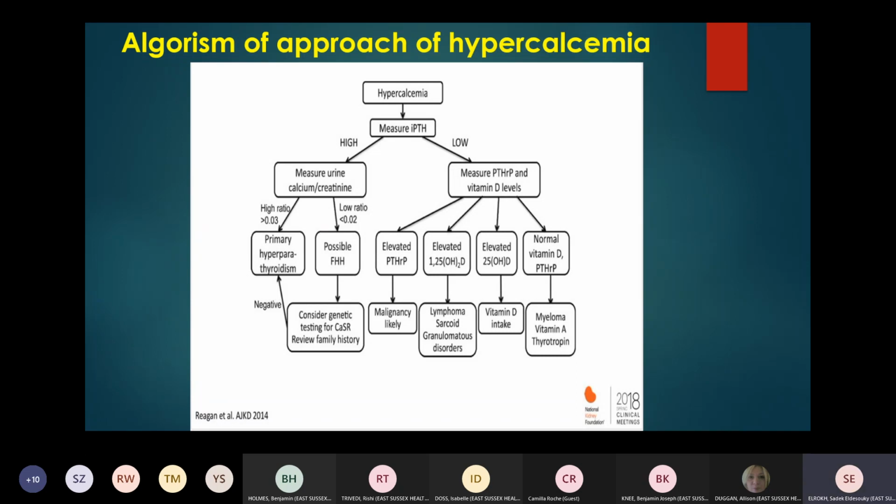Okay, this is if the PTH is normal or high. What if the PTH is low? What does it mean? What are the possibilities at that time for the underlying cause of hypercalcemia? Either cancer or what else? Granulomatous disease like sarcoidosis, periodontitis, or TB, right?